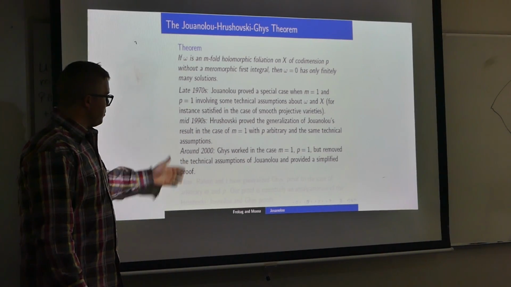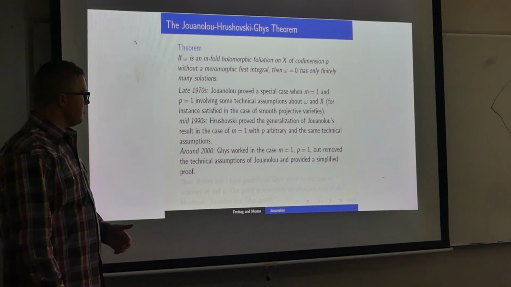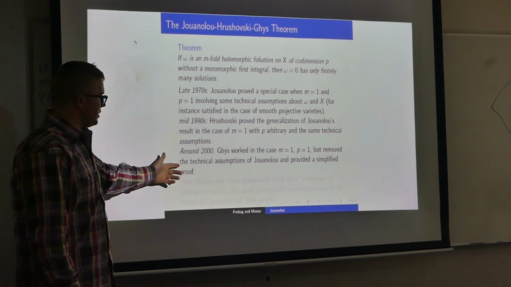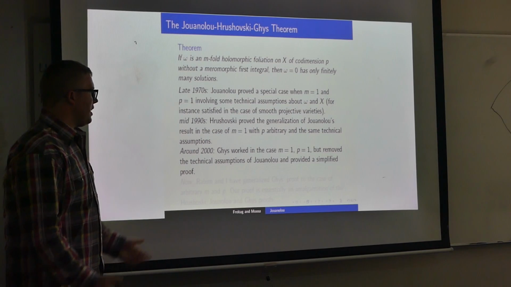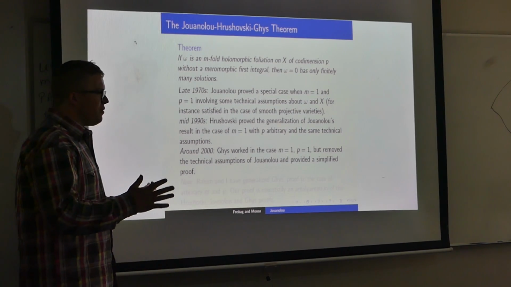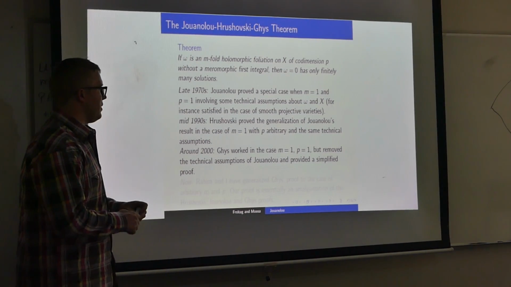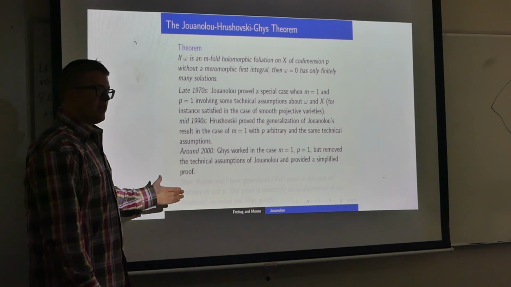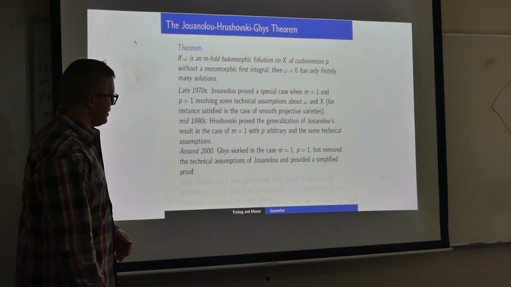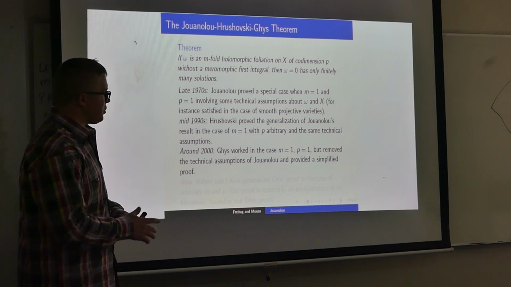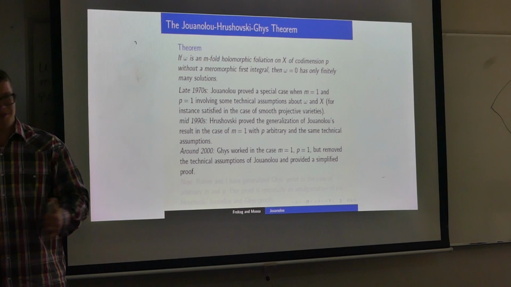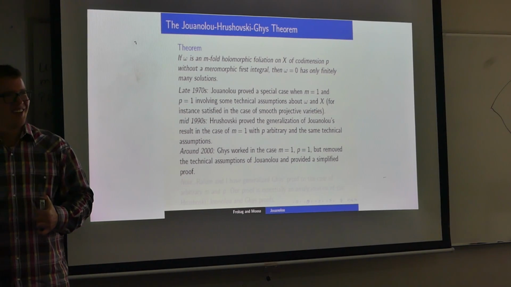So in a paper from around 2000, Ghys looked at the case m equals 1 and p equals 1, but removed all of these technical assumptions. Removing the assumptions was not what I think interested us at all, but somehow the proof that Ghys gave is, I think, either conceptually clearer or simpler in some ways, for me and for you. Would you agree?